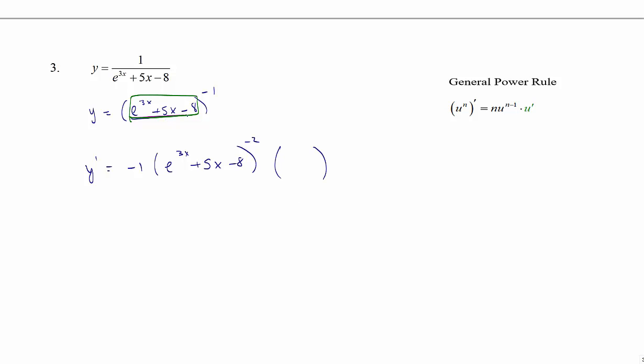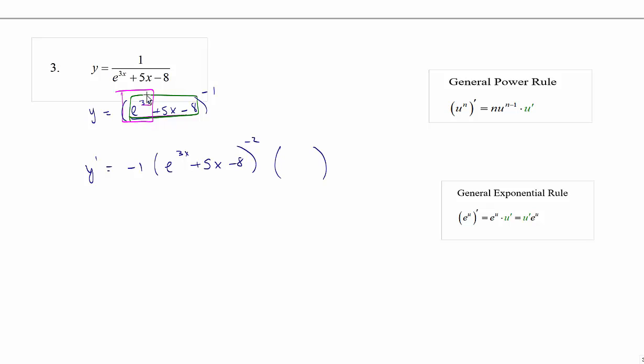So when I take the derivative of e to the 3x plus 5x minus 8, notice that I have an exponential function in here. And since it's not just e to the x, it's e to the 3x, I'm going to have to use my general exponential rule for that derivative. Okay, so my general exponential rule says it's going to be e to the u times u prime. Or if you want, you can memorize it as u prime e to the u.